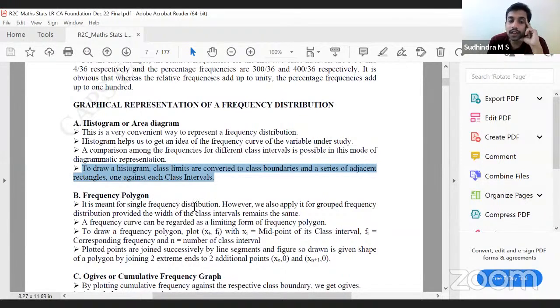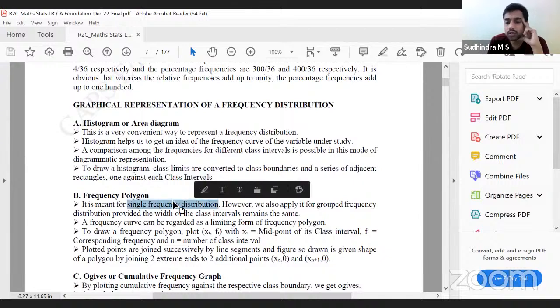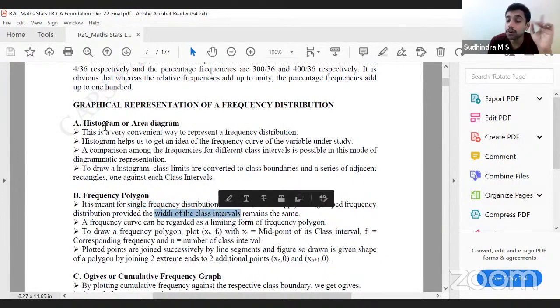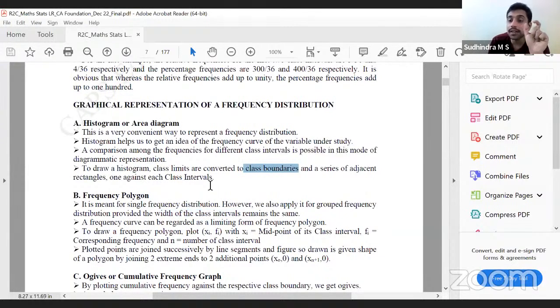It is meant for single frequency distribution. We can also apply it for group frequency. However, width of the class interval should be the same. In case of histogram, no such restriction. Width of the class interval can be different. But here, width of the class interval should be the same. Now, in case of histogram, we were using class boundaries. In case of frequency polygon, since it is a point, we cannot have class limits or class boundaries to be used. We have to use midpoints. In case of frequency polygon, we shall use midpoints.